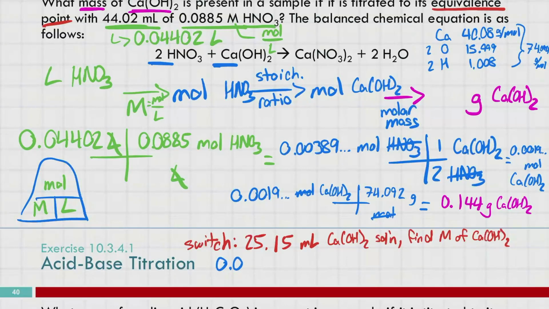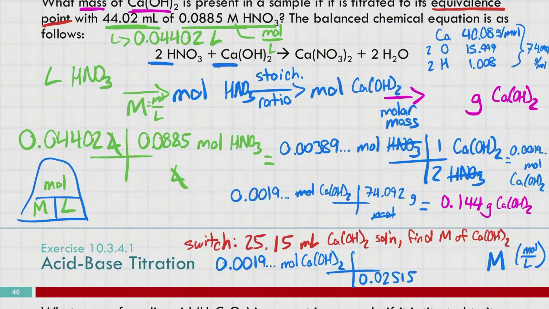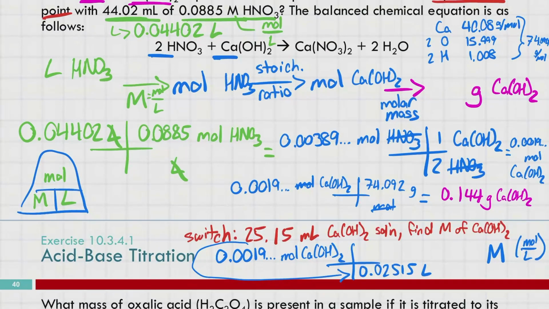We would take our 0.0019 moles of calcium hydroxide, and we're trying to get to molarity. Molarity, remember, is moles over liters, so we need to divide the moles that we have here by the liters of the solution. So 0.02515 liters, converting that milliliters to liters.